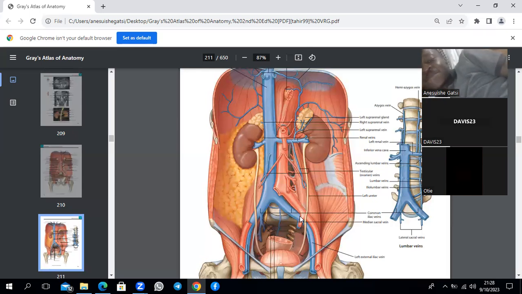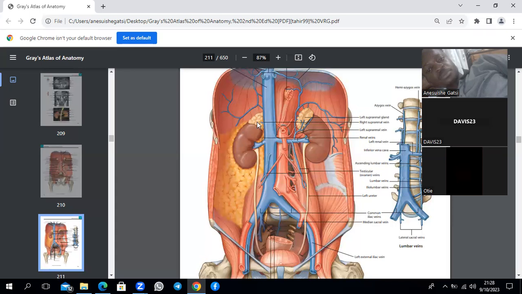Then what else should I mention about the ureter? Okay.